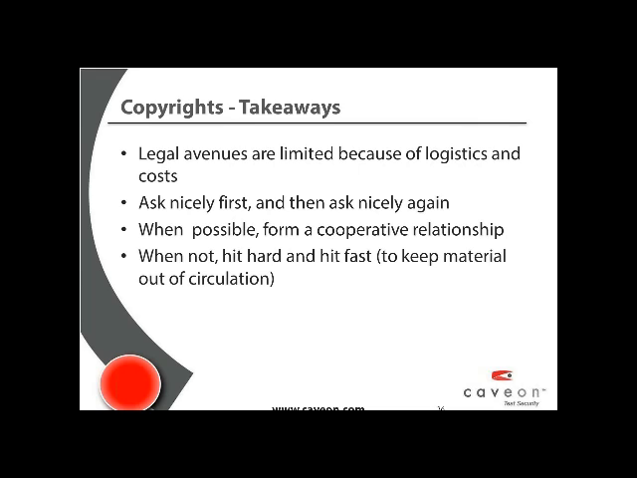If not, and you can't do that, hit hard, hit fast. The difficulty with the copyrighted work is once it's like the cat in the bag. Once it's proverbially out of the bag, it is hard to stuff it back in because it just keeps proliferating throughout the internet. Okay, next slide, please.